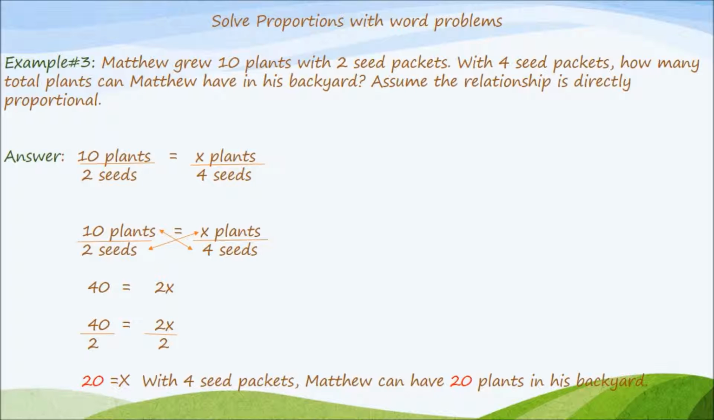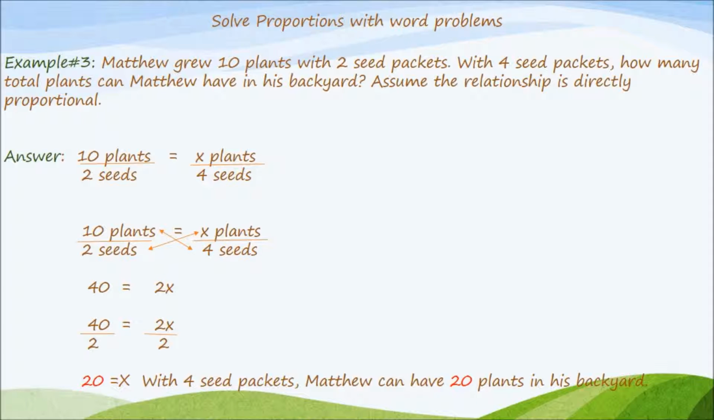All right, let's read that question again. Matthew grew 10 plants with 2 seed packets. With 4 seed packets, how many total plants can Matthew have in his backyard? Assume the relationship is directly proportional. The answer? All right, let's set up the proportion. We're going to take 10 plants divided by 2 seeds, which is equal to X plants over 4 seeds.